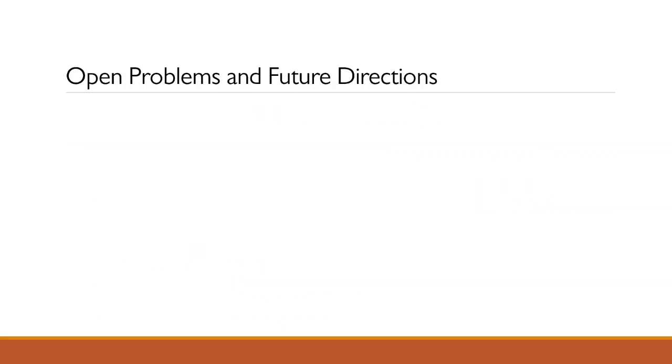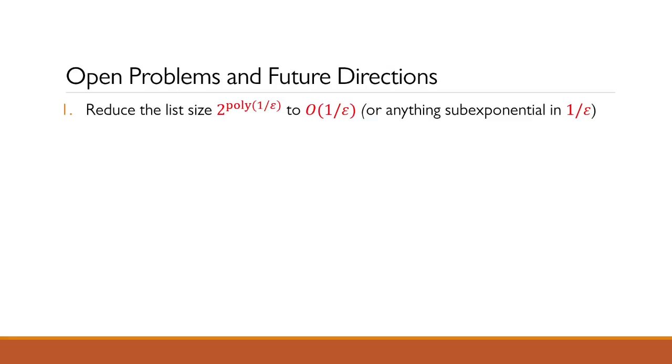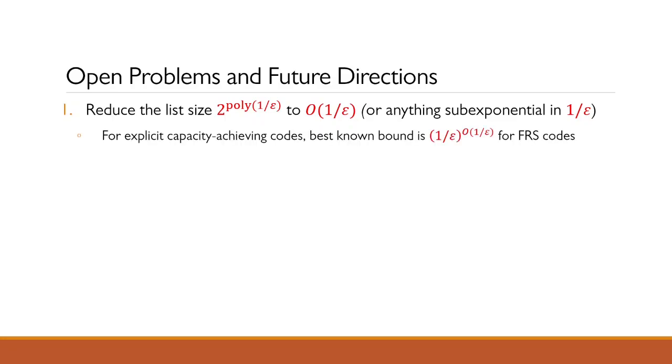Finally, I want to list some open problems and future directions. First of all, the codes we construct have list size exponential in 1 over epsilon. So one open problem is if we could reduce the list size to 1 over epsilon or anything sub-exponential in 1 over epsilon. And for explicit capacity achieving list decodable codes with efficient list decoding algorithms, the best known bound we know is 1 over epsilon to the 1 over epsilon, which is exponential. And this is achieved by folded Reed-Solomon codes. So this is an open problem even if we allow the alphabet size to be large.